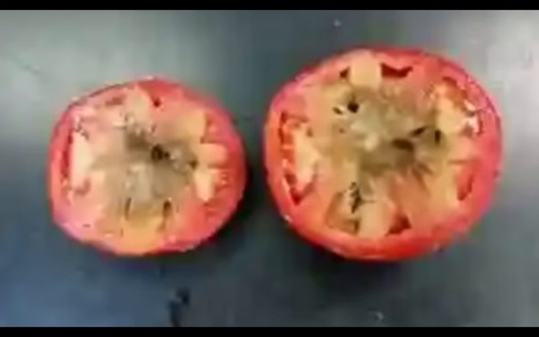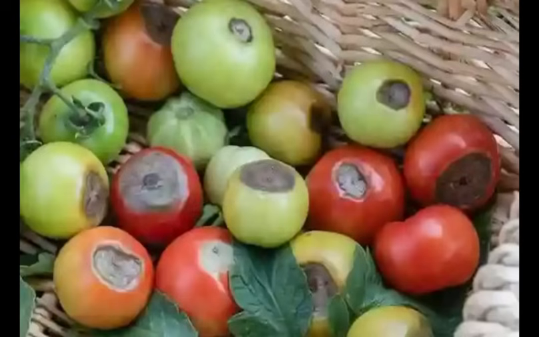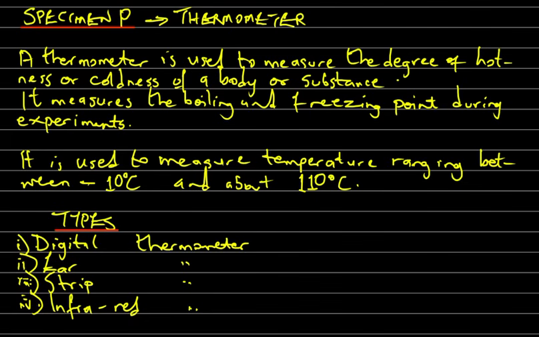And then we move to the next specimen, which is our specimen P. Specimen P is a thermometer, which is used to measure the degree of hotness or coldness of a body or substance. We do not have specimen O. We use the thermometer to check the temperature of a substance. It measures the boiling and freezing points during experiments.